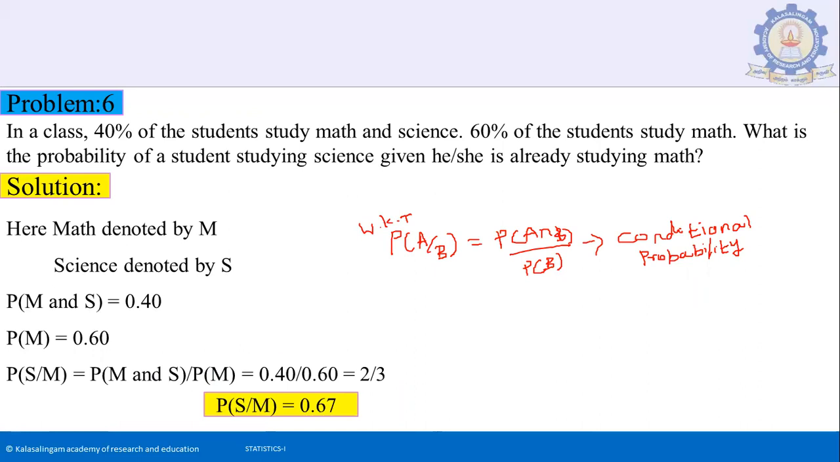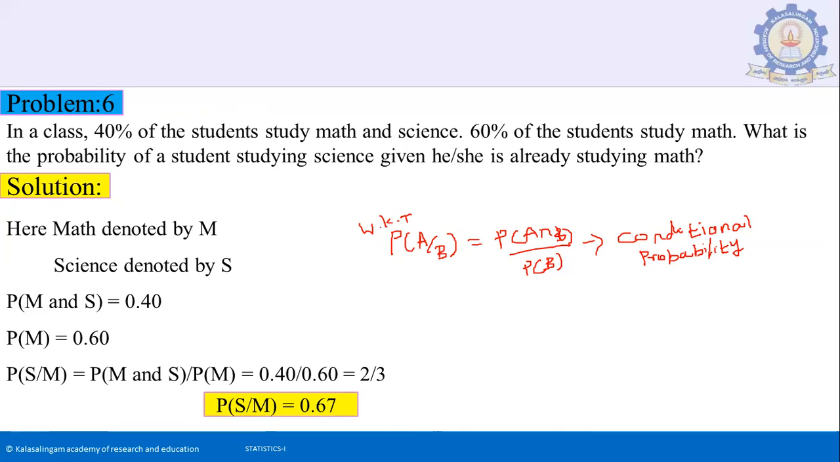In a class, 40% of the students study math and science. 60% of students study math. What is the probability of a student studying science given he or she is already studying math? Here, let us denote M for math and S for science. So probability of M and S, that is M intersection S, is 40%, that is 0.40. And P of M equals 0.60.